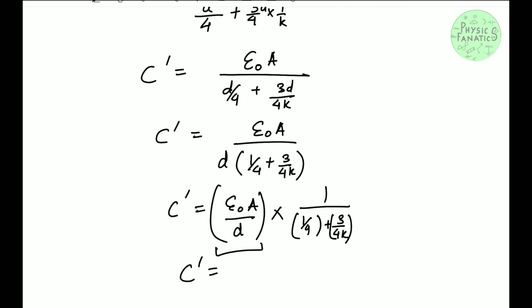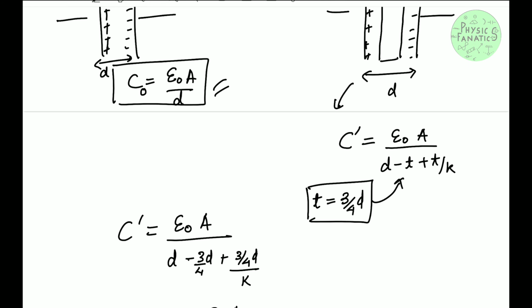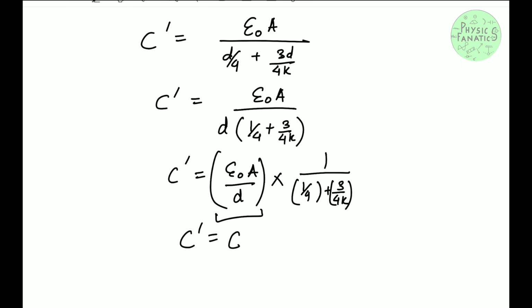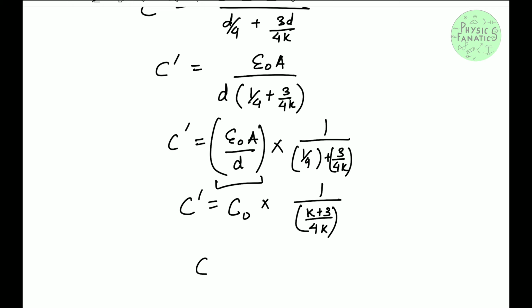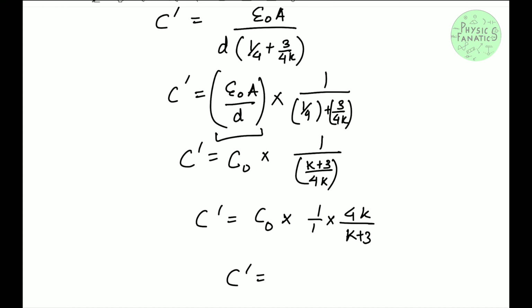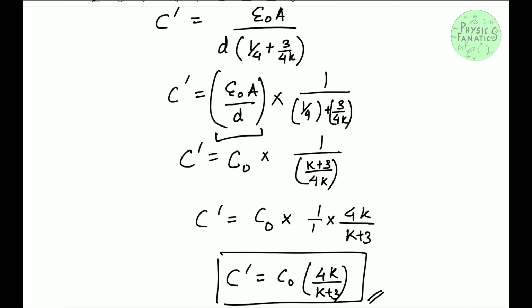Now this term epsilon naught A upon d is my C naught. So C dash is equal to C naught multiplied by 1 upon 4 plus 3 upon 4K. Taking the LCM 4K, this will be K plus 3. This is further written as C dash equal to C naught multiplied by 1 upon 1 into 4K upon K plus 3. Or I can simply say C dash will be equal to C naught times 4K upon K plus 3. I hope that is understandable to you.